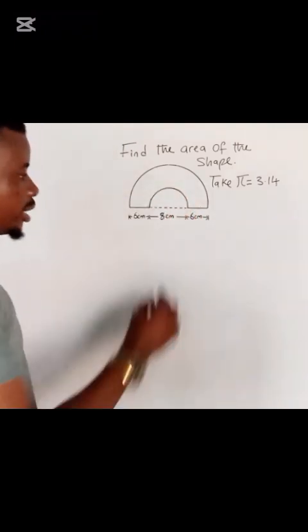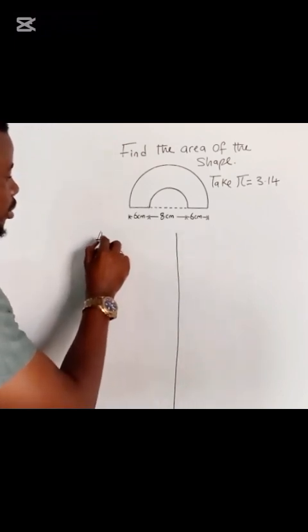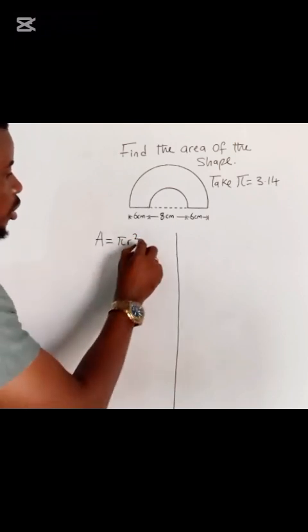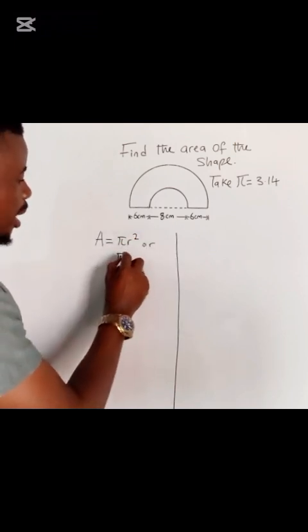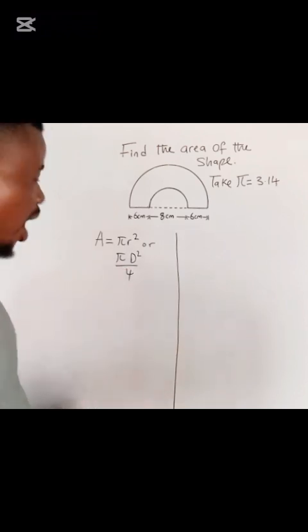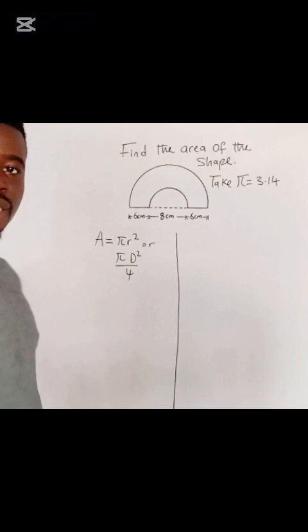So how do we calculate it? First of all, what is the area of a circle? The area of a circle is given by the formula πr², or you can have πd² over 4, where r represents radius and d represents diameter.